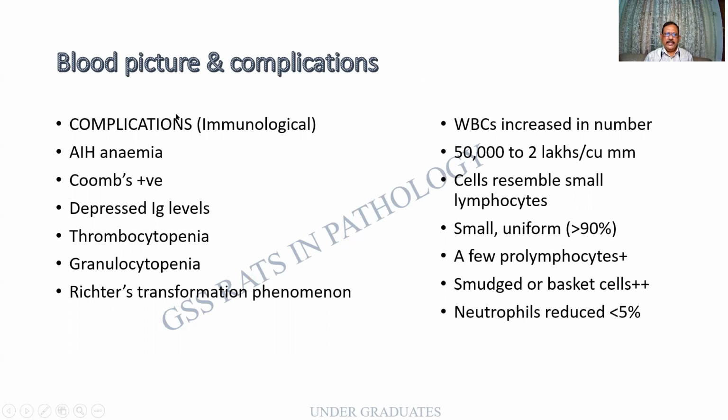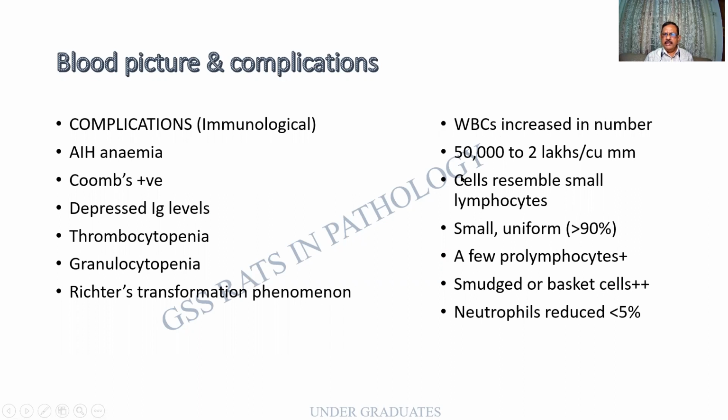Now, what are the complications in this one? There can be an autoimmune hemolytic anemia. Coombs test is positive. There can be a decreased levels of immunoglobulins. Thrombocytopenia, granulocytopenia can be present. And there can be a Richter's transformation.